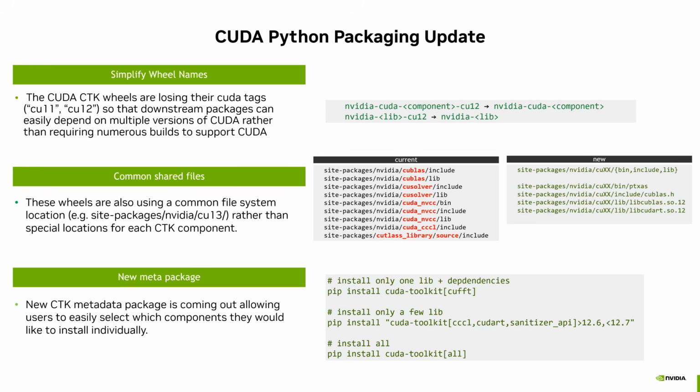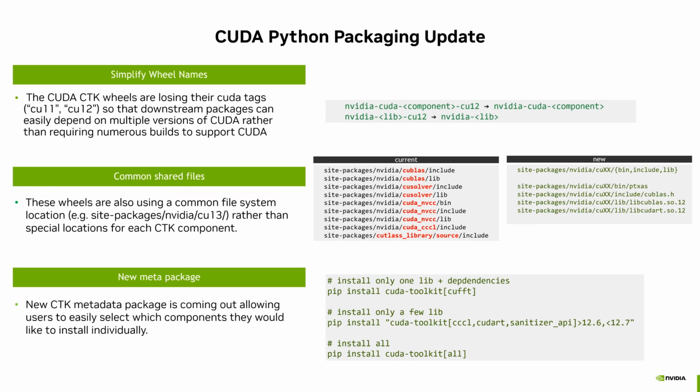We've simplified the wheel name substantially. We took off the CUDA version tags, and now you just have one package that's versioned the way that the package managers expect. We've also removed a lot of redundancy in the packaging by refactoring how we install things, so that shared files are actually shared instead of having a single copy for each wheel that you install. Now they're shared as they should be.